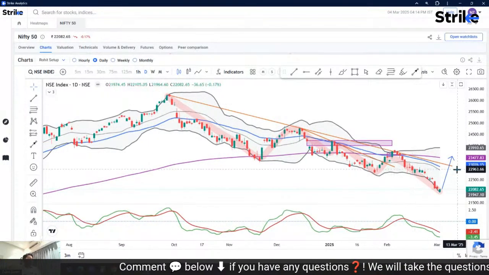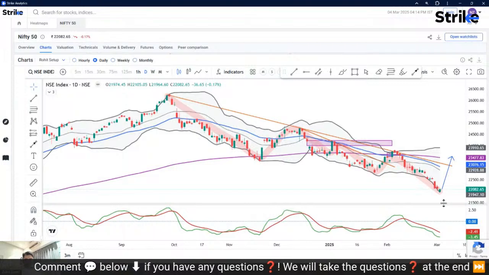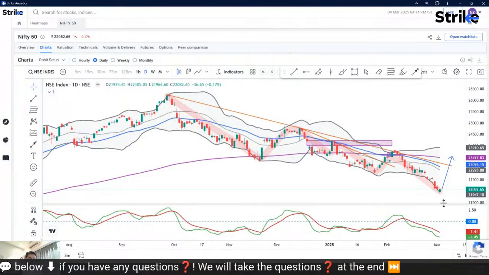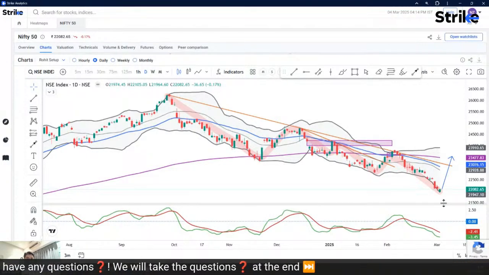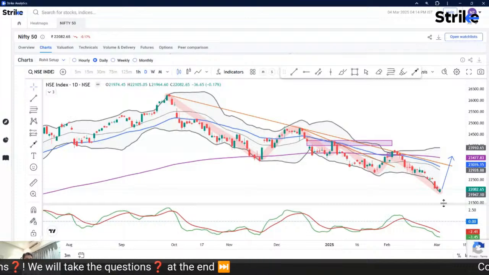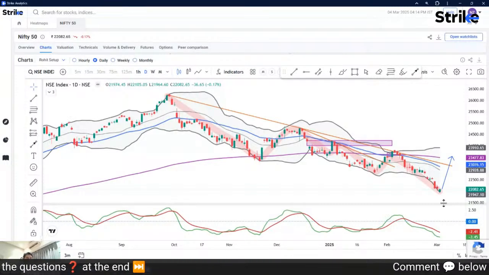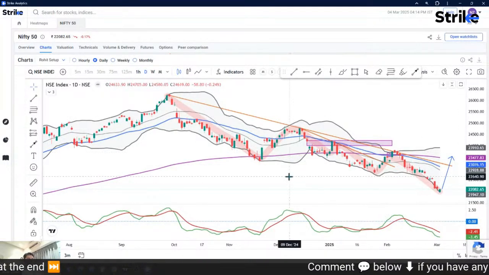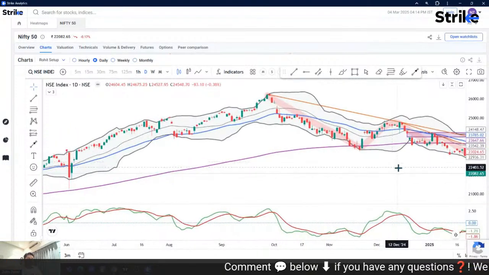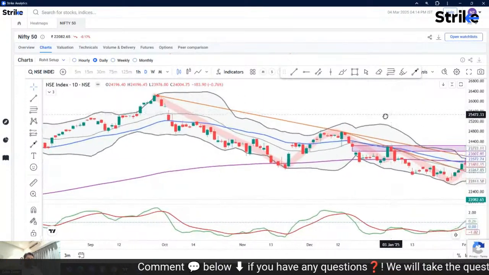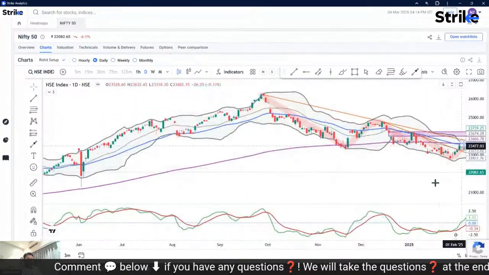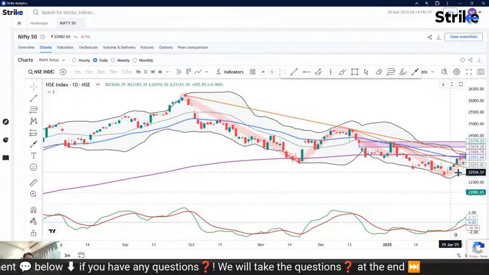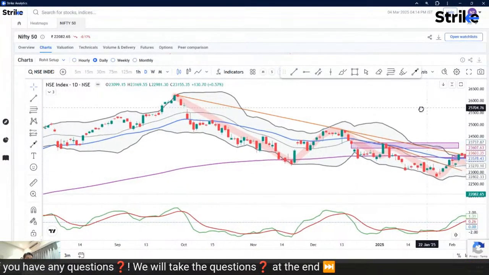All right. So as an investor, what we need to do is wait for the change in trend. We cannot keep trying to catch the falling knife. There were many investors who thought that okay, now this is over, here we go, we can start buying, this is the bottom.